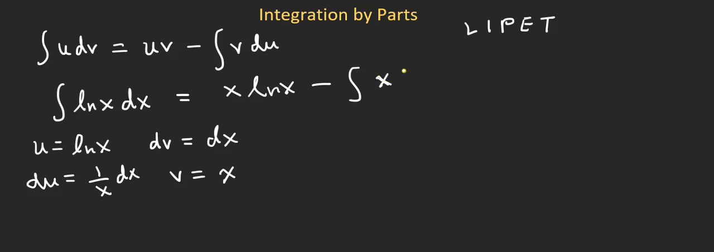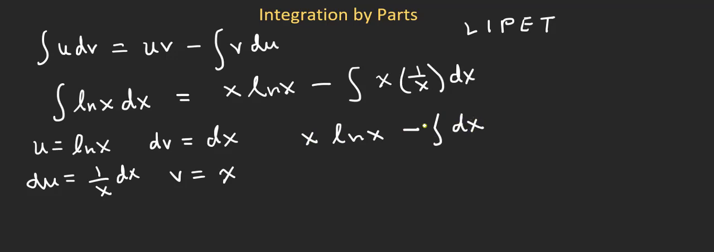x times 1 over x times dx. Well, here you got x and 1 over x, which becomes just 1. So you'll get x natural log of x minus the integral of dx, which is, what's the antiderivative of dx? It's just x. And then plus c.